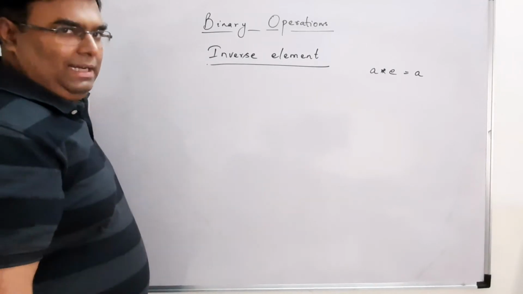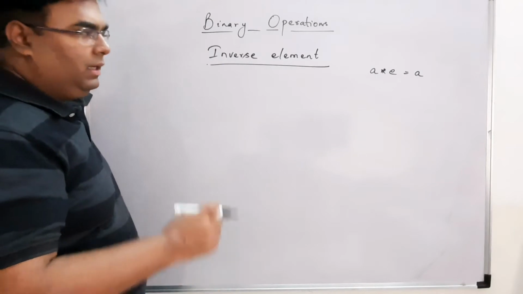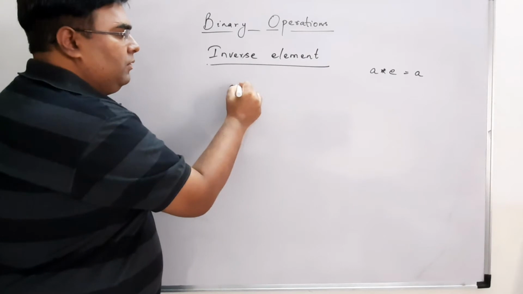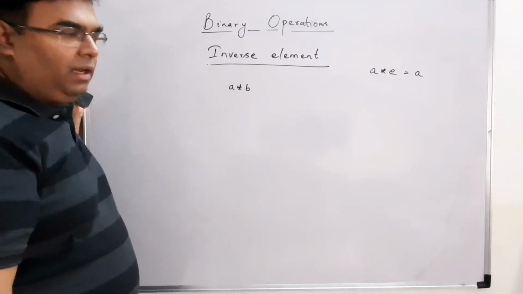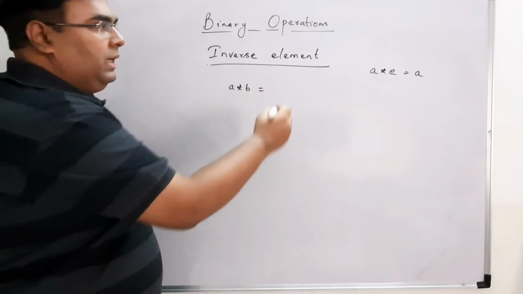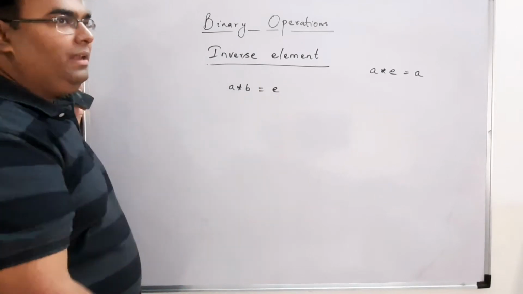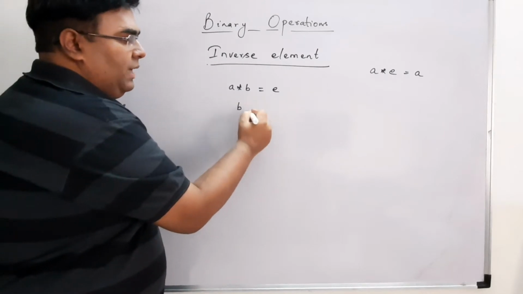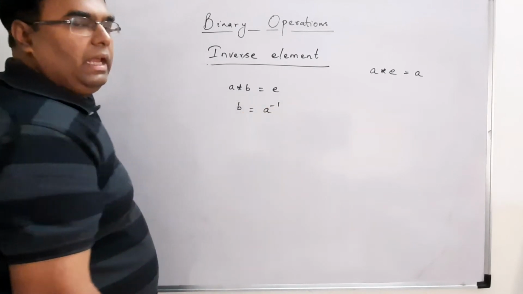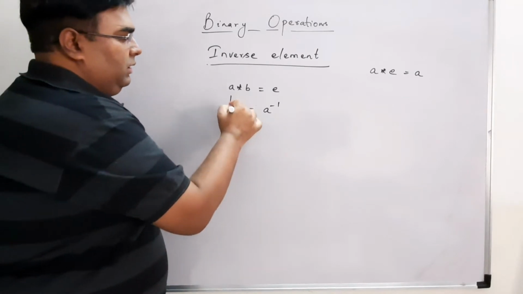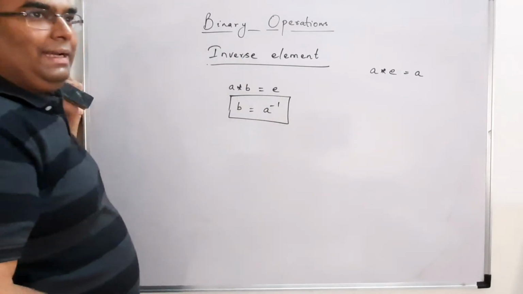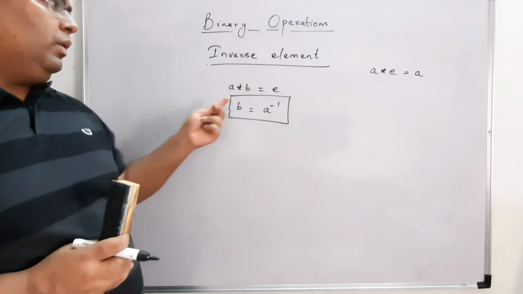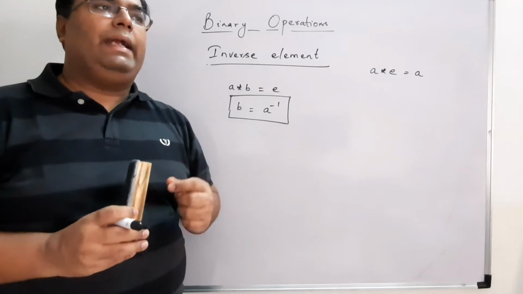So in any set, suppose there is an element which is known as B, and if you operate that element with A, and if you get E, what is E? E is my identity element. If you get E, then B is basically known as the inverse of A, right? Inverse element means when it is operated with the element, you get E as an identity, right?